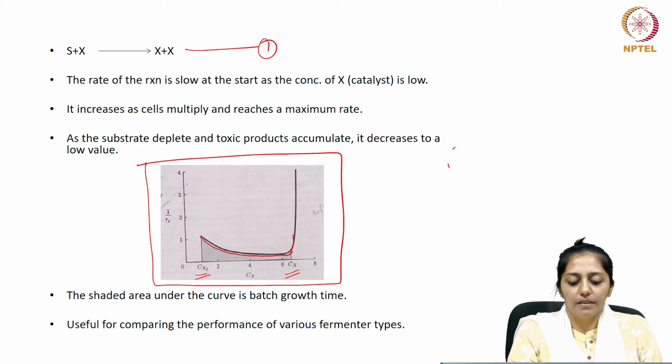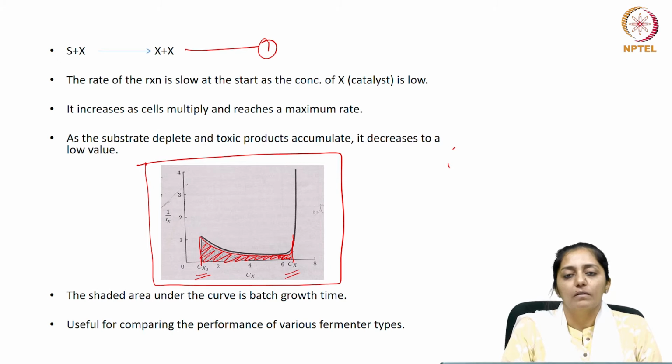So as I said in the earlier plot, the area under this curve, which is shown here as a shaded region, is what will give us the batch time, the time in which the biomass concentration achieved becomes Cx. So this technique can be used to compare the efficiency of different reactors.